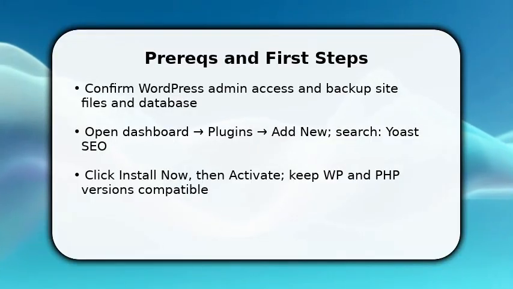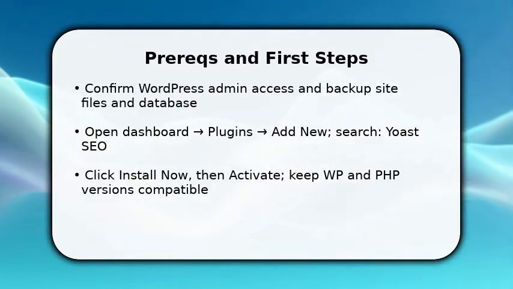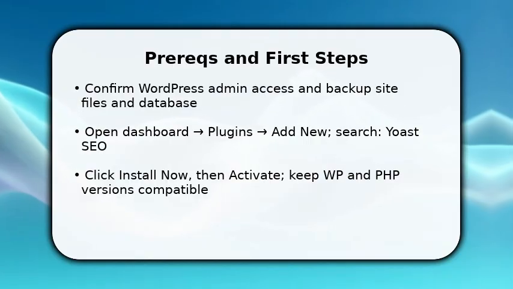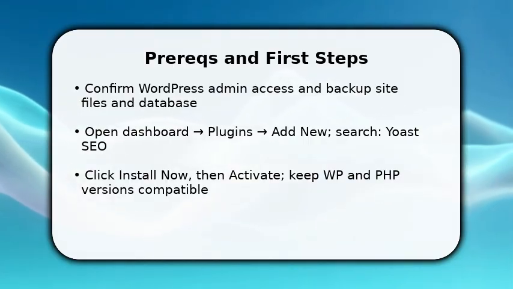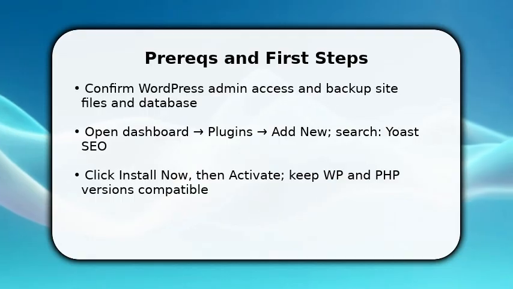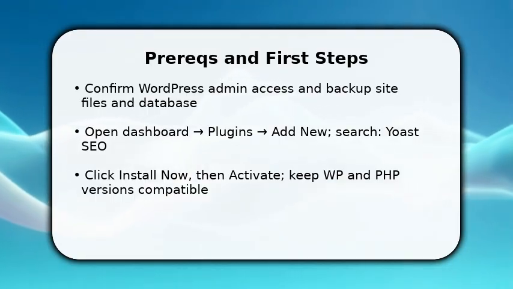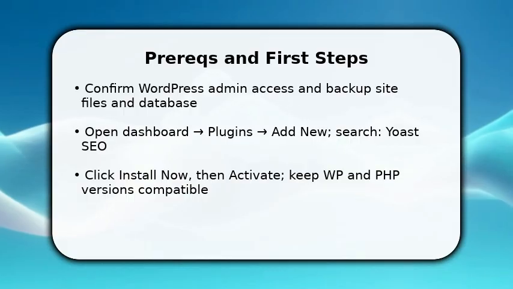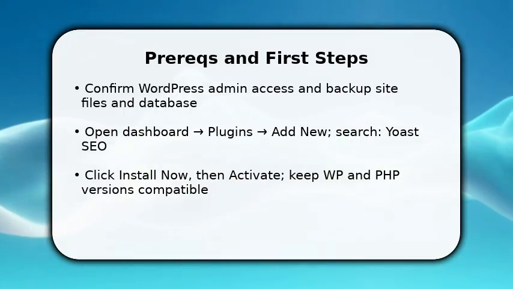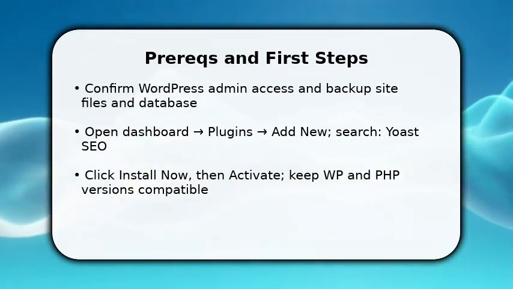You start by ensuring you have admin access and a fresh backup. This protects changes. Once backed up, go straight to Plugins, right arrow, Add New, and search for Yoast SEO. Install it and hit activate. This injects the plugin into your site. Make sure your WordPress and PHP versions meet Yoast's requirements so features work correctly.